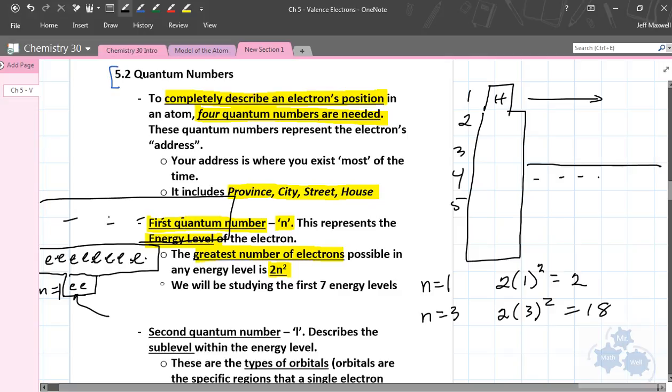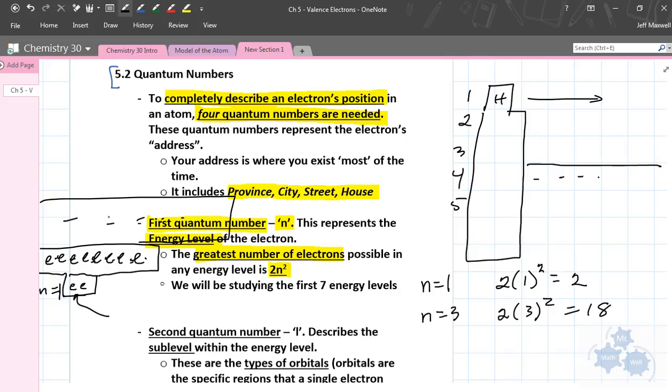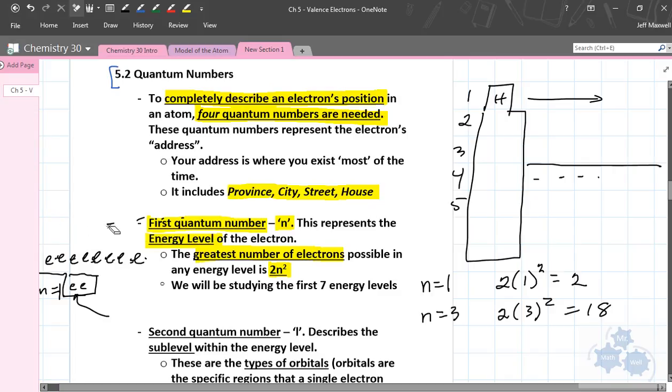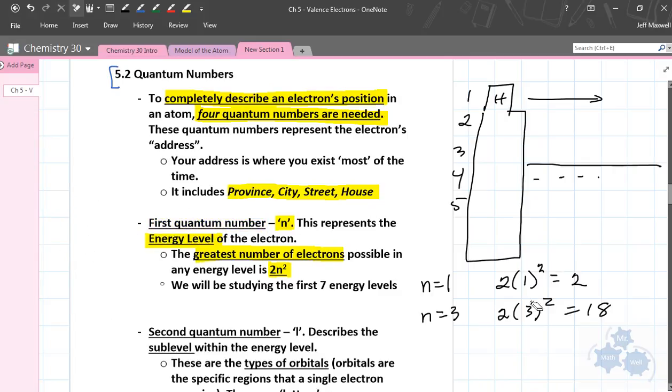They may be referred to as shell order somewhere. I've never heard that, but in some literature that might be the same thing. So anyway, just a little analogy for you to think about as we move through this.